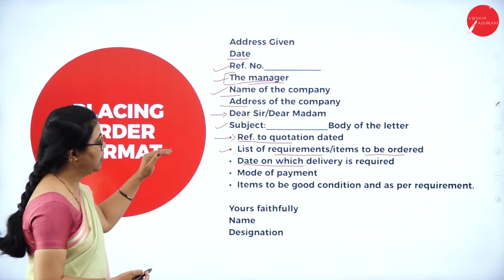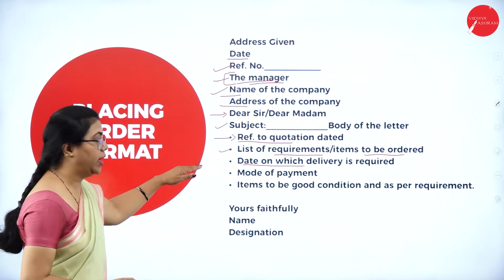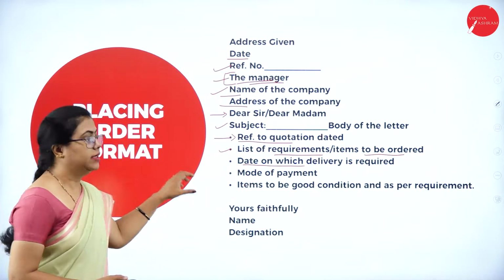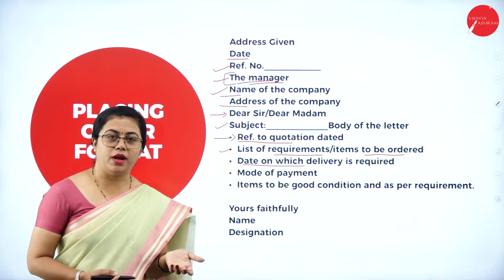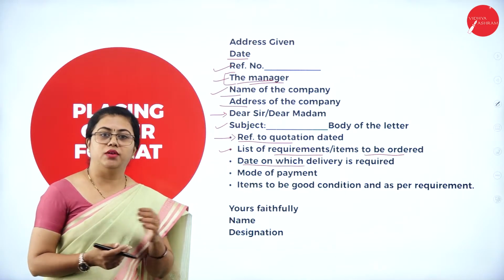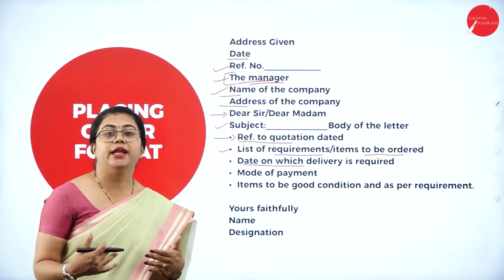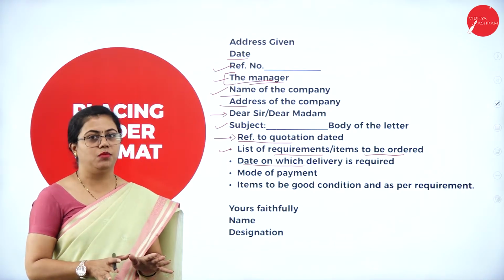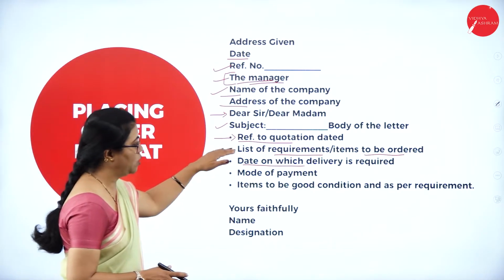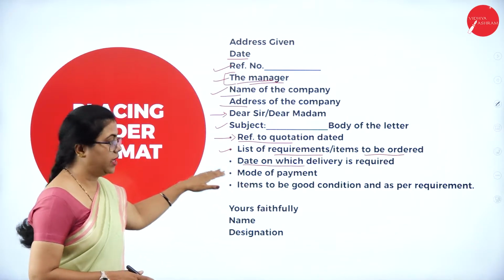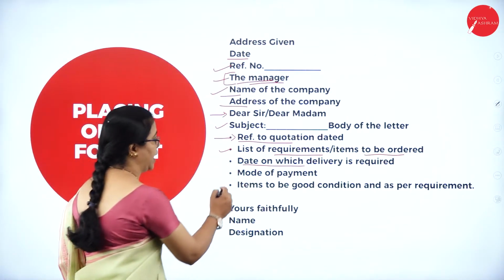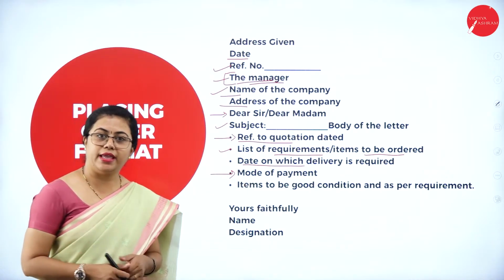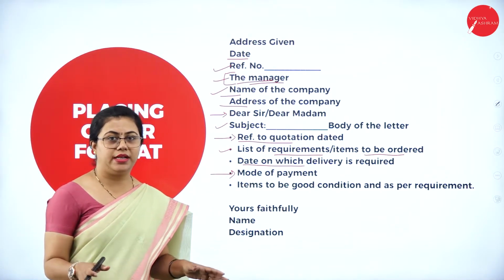So you can see here what I require, when I require it, and how I am paying; everything is clearly mentioned. That means, previously when you saw the format, what were the tips I gave you? It has to be to the point, very clear, and all the necessary information has to be given. So here you can see the list of requirements is given, the date of delivery is also given, and the mode of payment, like how I am going to pay, whether online, by check, or by cash. All these will be made clear here.